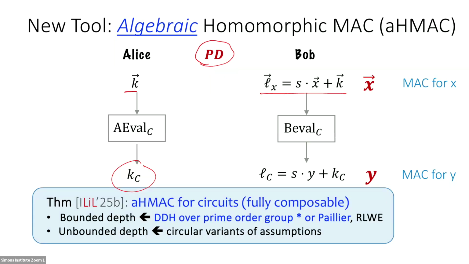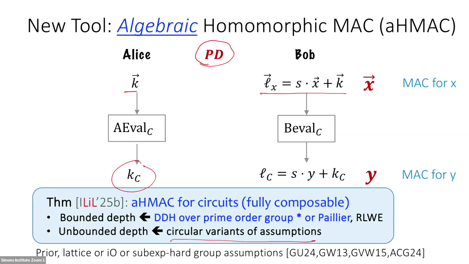And what we show is that using DDH over a prime order group, or Paillier group, or ring LWE, we can obtain arithmetic HMAC for circuits. And if you allow circular variants of the assumption, then we can handle arbitrary depth circuits. This was previously only known using lattices, IO, or sub-exponential assumptions over the groups. And additionally, the AHMAC itself is quite concretely efficient.